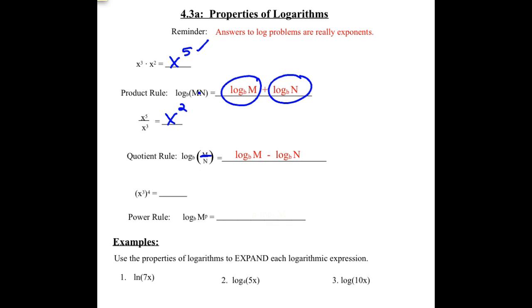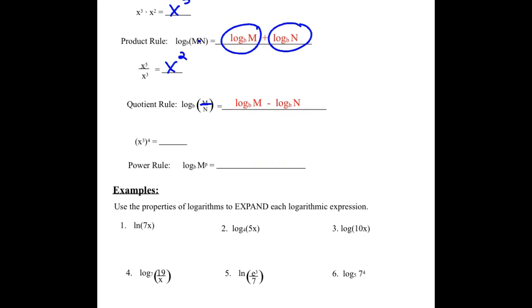And then the third rule, what do we do when we have a power to a power? We multiply. This becomes x to the 12th. So again, if we have something where there's a power here, we have the log base b of m raised to the p power, we can multiply that p, that power, to our log expression, which again is just another exponent.